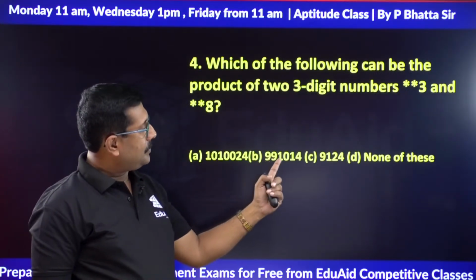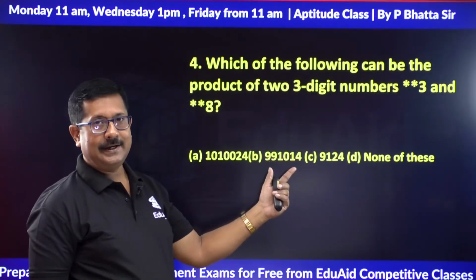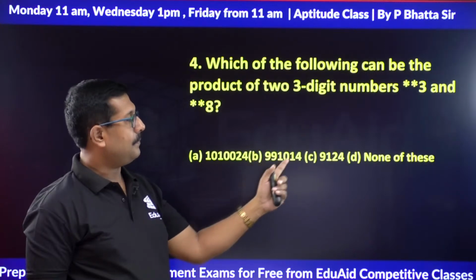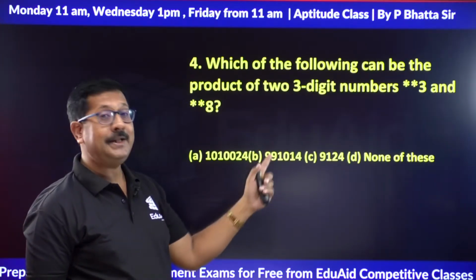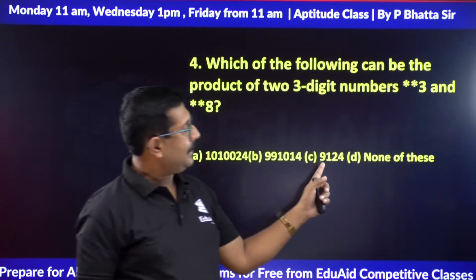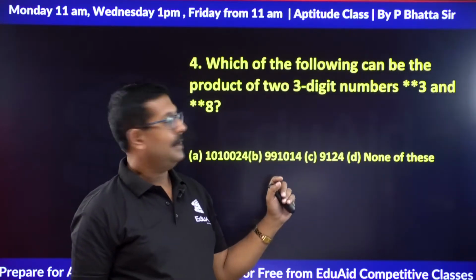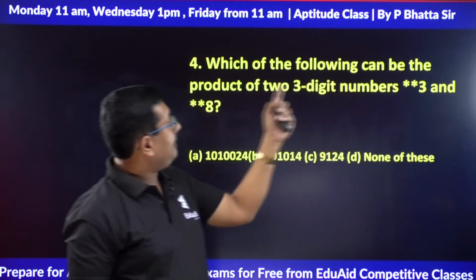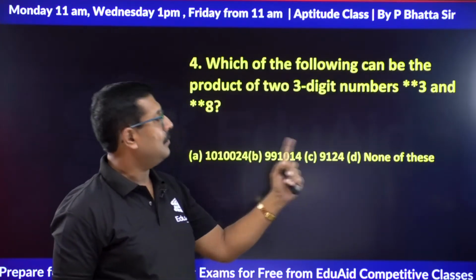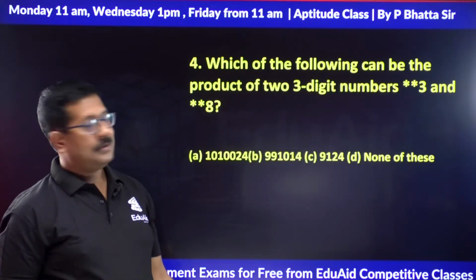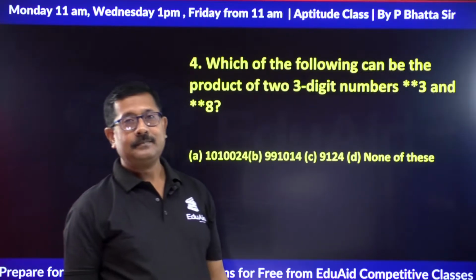Here you see 1, 2, 3, 4, 5, 6. Six digits are there. So it can be the product of two 3-digit numbers because the result contains 6 digits. Again here you see a 4-digit number, so C is not possible. Which one of the following can be the product of two 3-digit numbers? It will be 991014. So this will be the result.